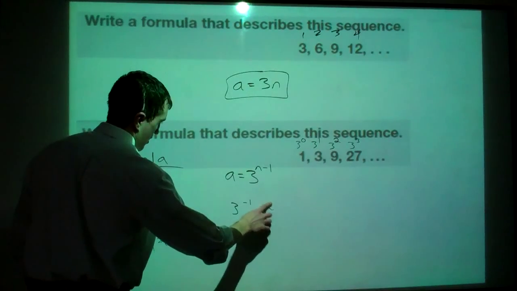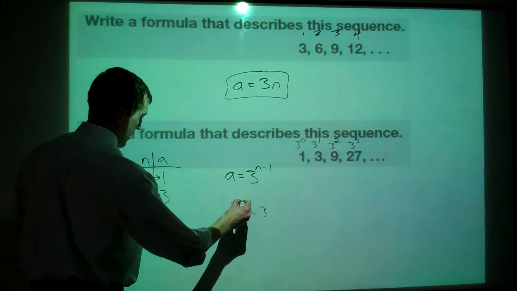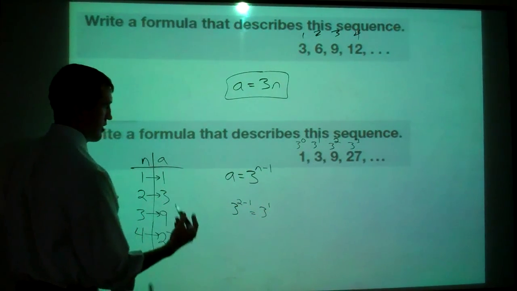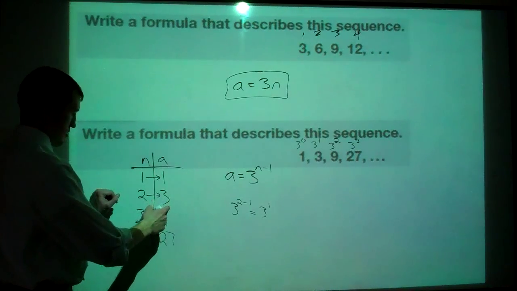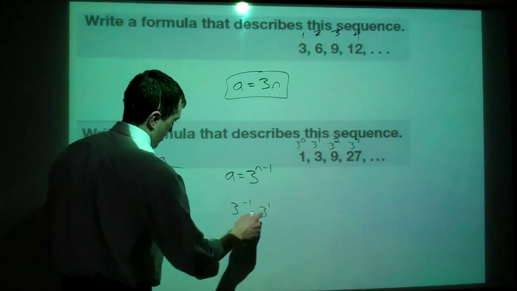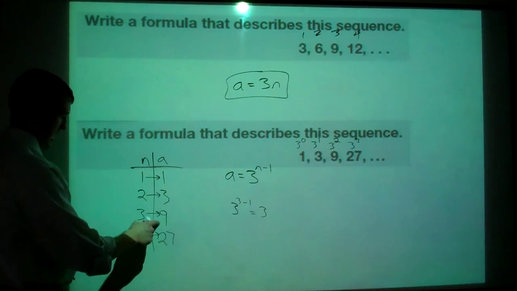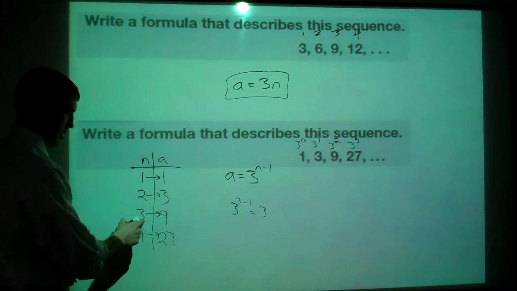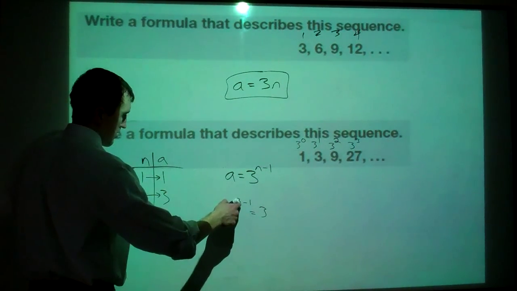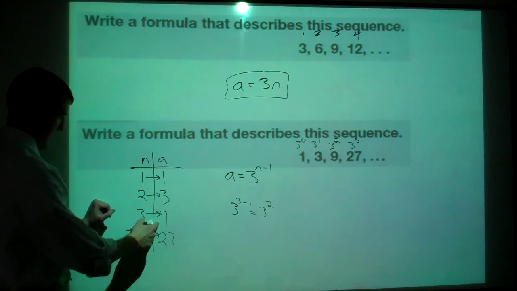Let's put 2 in. 2, we should get a 3 as an output. 3 to the 2 minus 1 is 3 to the first. 3 to the first power is 3. Good. It's working out so far. Let's try 3. So we want to get 9 here when we put 3 in for n. So 3 to the 3 minus 1 is 3 to the second. 3 to the second is 9.